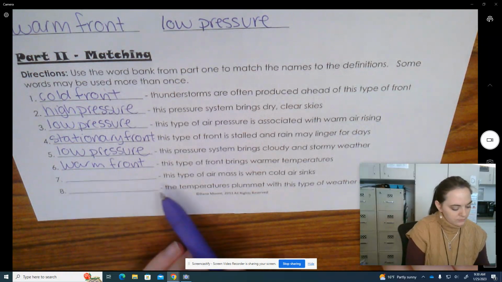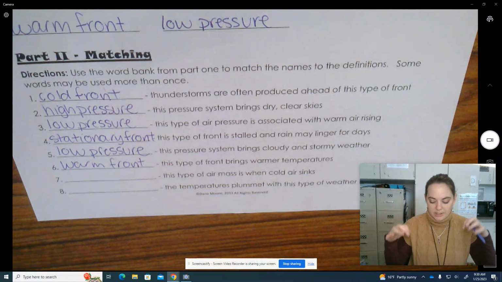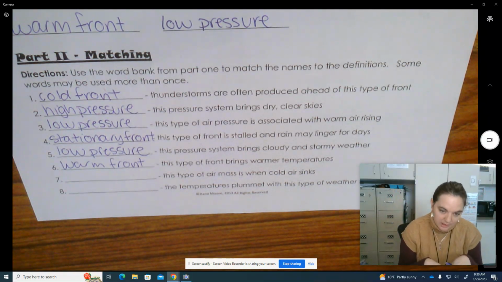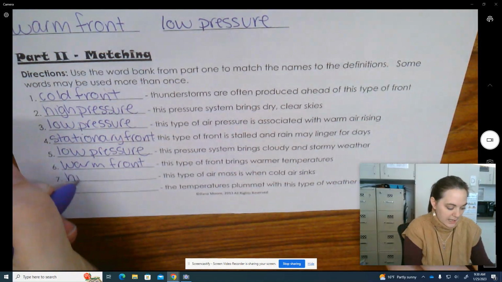Number 7, this type of air mass is when cold air sinks. So when cold air sinks and things get closer together, things are sinking, that means that it's high pressure because there's a lot of stuff being pushed down. It's a high pressure.